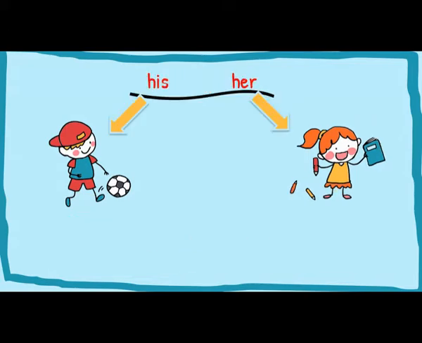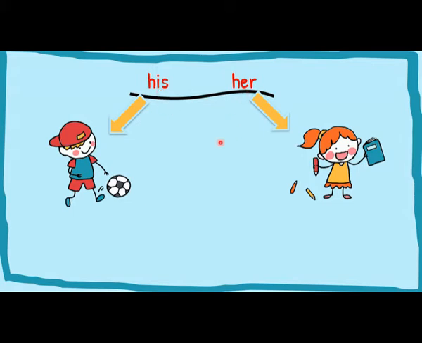And again, in English, kita tak boleh guna yang sama. Ada khas untuk lelaki and ada yang khas untuk yang perempuan. So, for boys, we use the word his. His maksudnya dia punya, tapi untuk lelaki. Then we have the word her. Her maksudnya dia punya, tapi untuk perempuan. So, we have his and we have her.